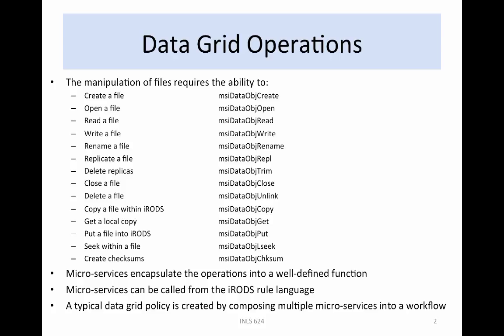The microservices are invoked in a rule file by listing their name with the input and output parameters listed within parentheses. Multiple microservices can be chained together to create a workflow. See the iRODS microservice workbook for lists of input and output parameters for each microservice.